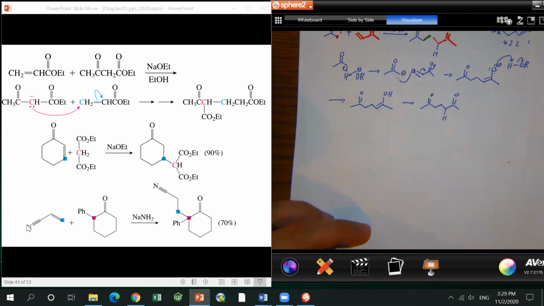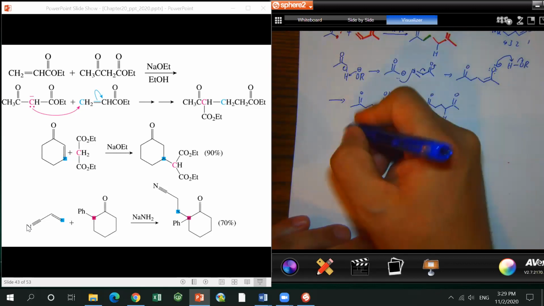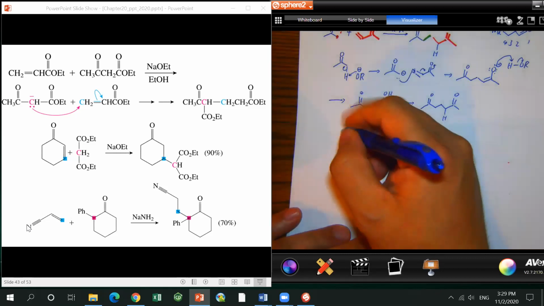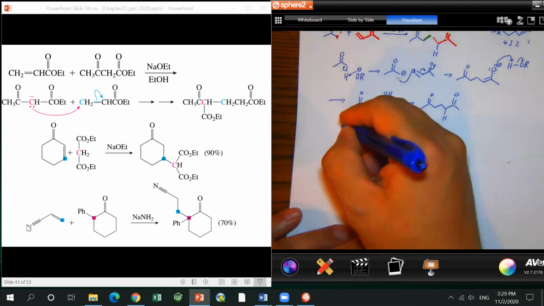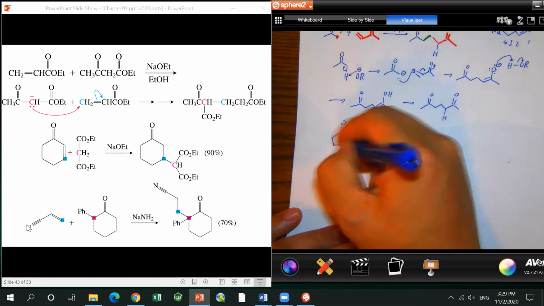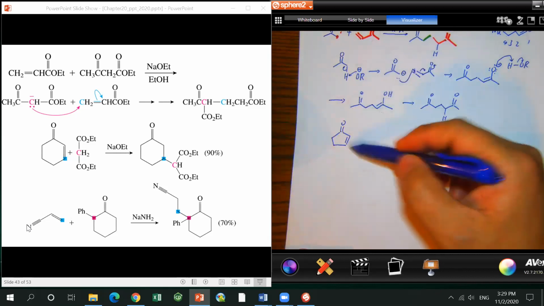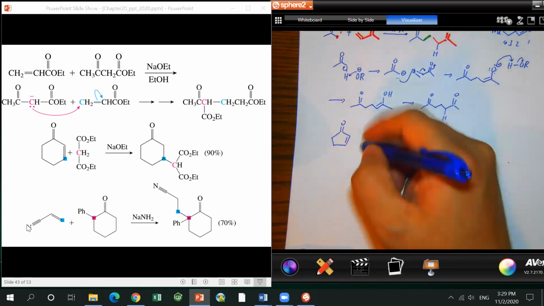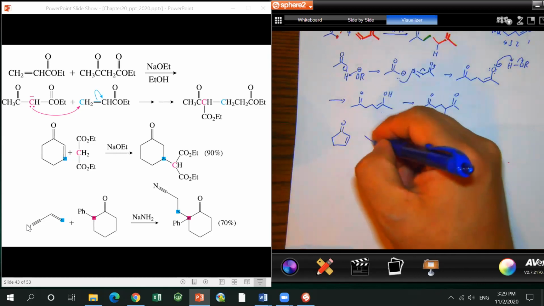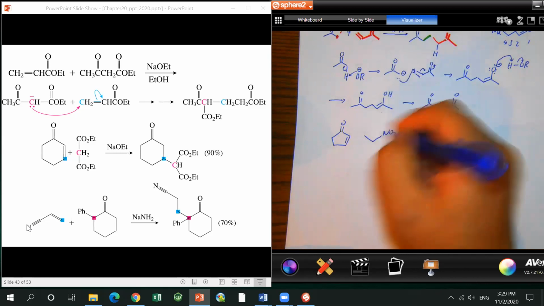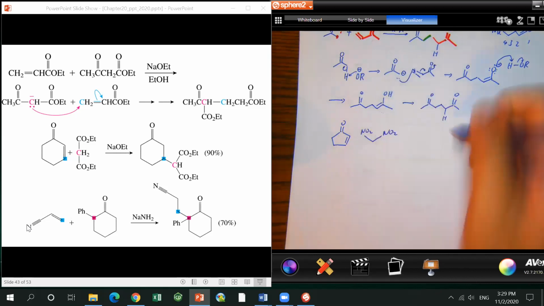As well as two electron-withdrawing groups attached on the same carbon, you can use that as the alpha carbon case. So for example, let me give you another example. We have this alpha beta unsaturated ketone, and then react it with a dinitrile compound. Dinitrile compound, so nitrile groups.